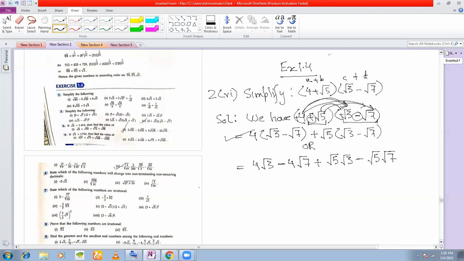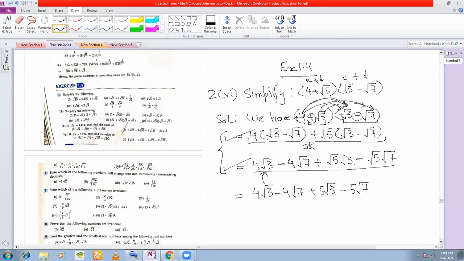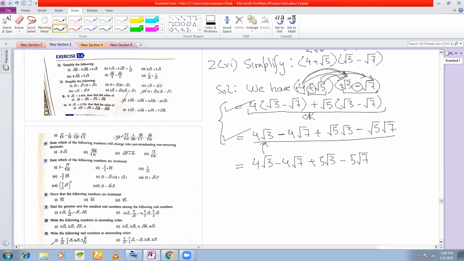So either you can think of it in this manner or in this manner. Whichever way you prefer to write, the next step, if you have proceeded in this manner, you will write 4 root 3 minus 4 root 7 plus 5 root 3 minus 5 root 7. See that you are getting this step only. So either way you think of it does not matter. If you do it this way, you'll actually be skipping one step. So it depends entirely on your convenience what you want to do. Fine. So we have now this.